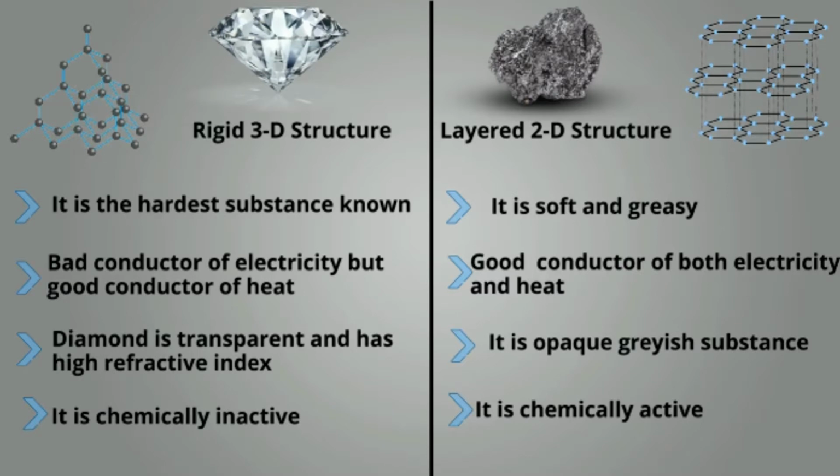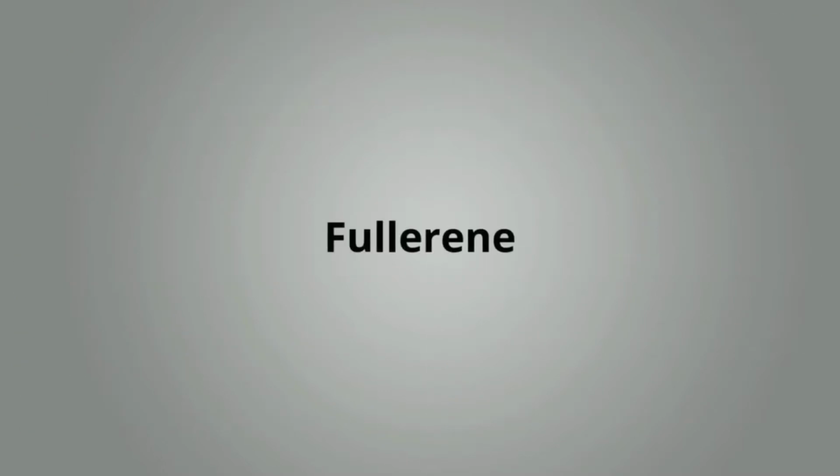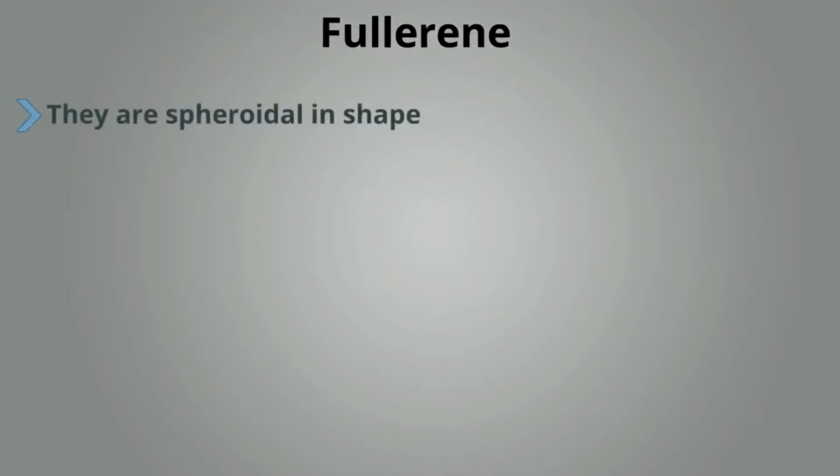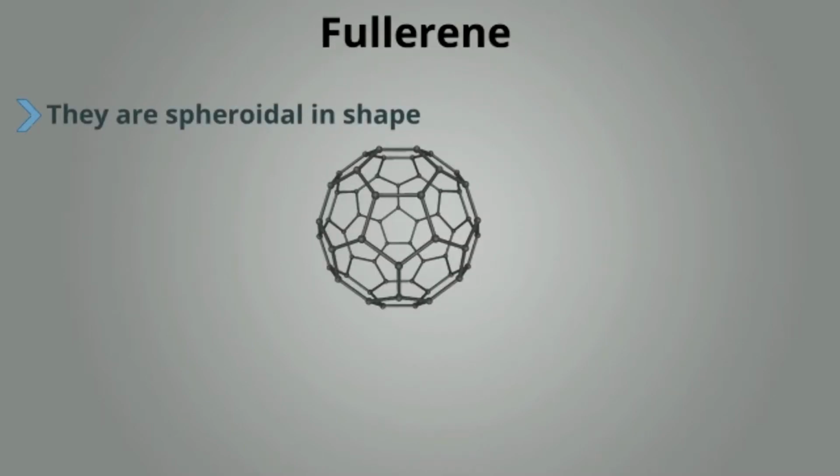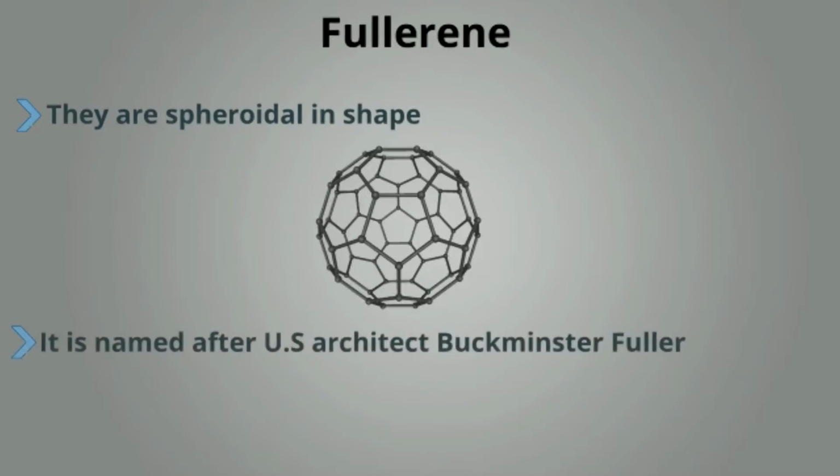The third type of allotrope is fullerene. It's spheroidal in shape and contains an even number of carbon atoms ranging from 60 to 350. The first one to be identified was carbon 60, which has the shape of a football. Since it looked like a geodesic dome designed by US architect Buckminster Fuller, it was named fullerene.